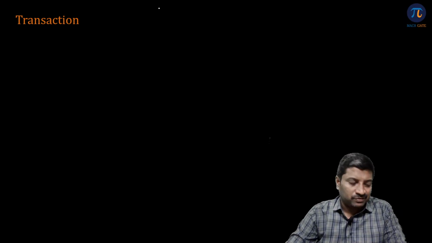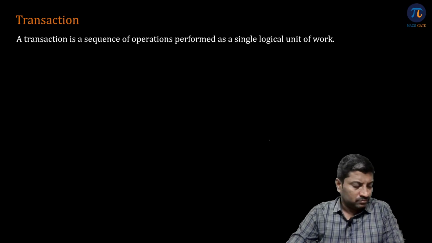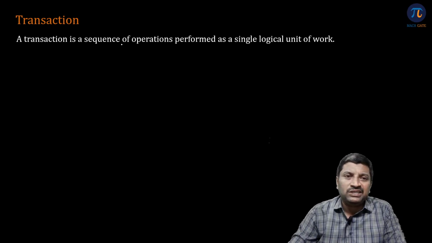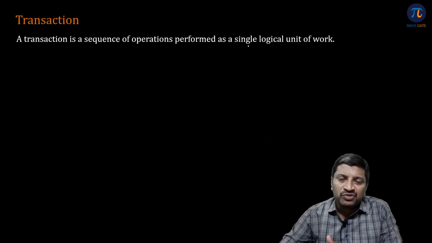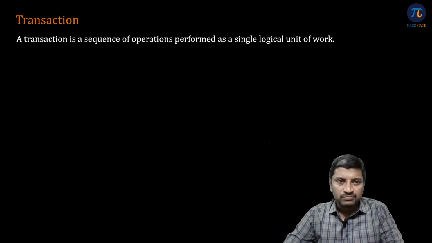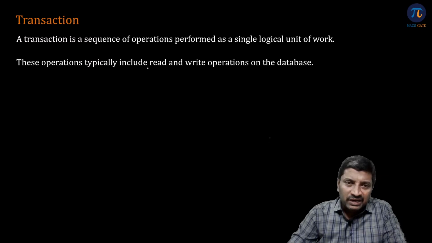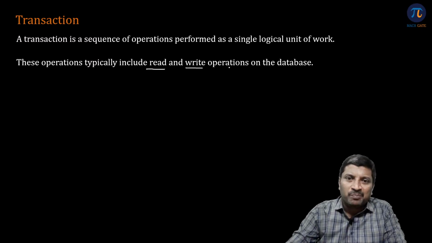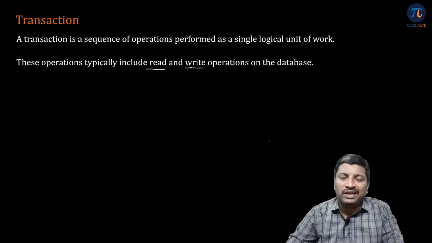What is a transaction? A transaction is a sequence of operations performed as a single logical unit of work. So it's a sequence of operations which will do a particular task. These operations typically include read and write operations on the database. These are the two major operations we will have in any transaction.